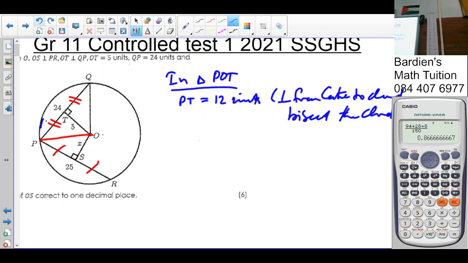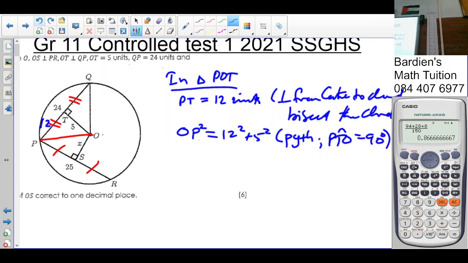Okay. So here's going to lie 12 then. We have 5 already, so OP squared, I'm going to apply Pythagoras now, is equal to 12 squared plus 5 squared. The reason is Pythagoras with angle PTO equals 90 degrees. Okay, that's given that OT is perpendicular to PT. So this works out to be 144 plus 25, which is 169. The square root thereof will give you OP, or your radius, to be 13. Okay, so that's 13, which is the radius of the circle.